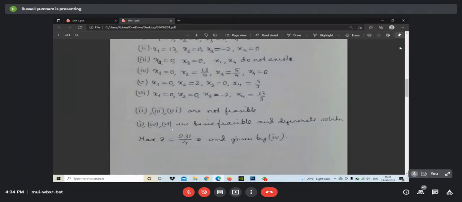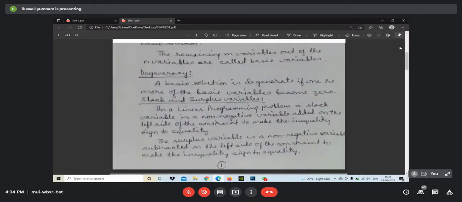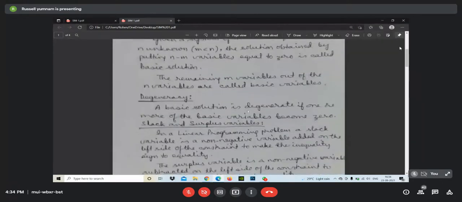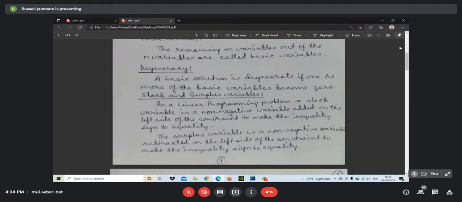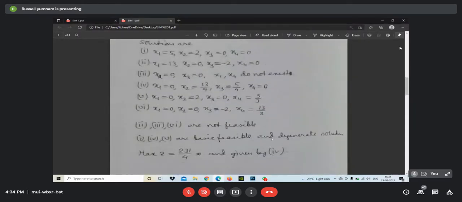And 1, 4, 5 are basic, feasible, and degenerate solutions. What is it? Whether my concept of degeneracy is right: a basic solution is degenerate if one or more of the basic variables become 0. Degenerate: 1, 4.